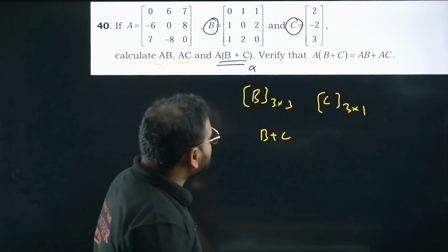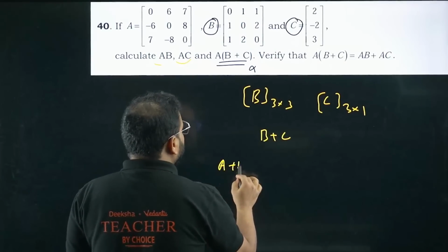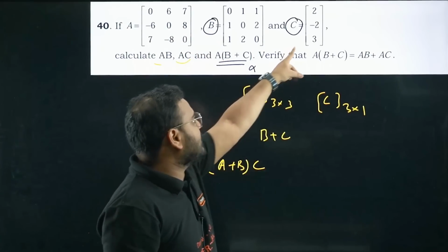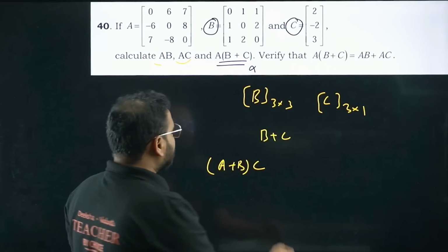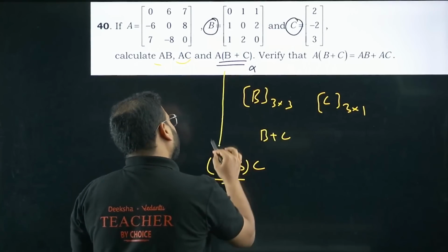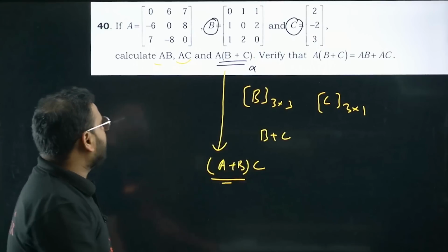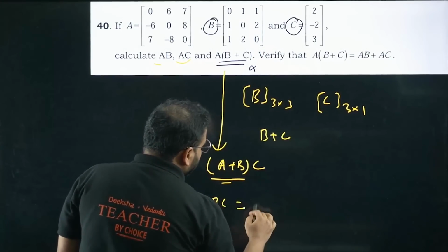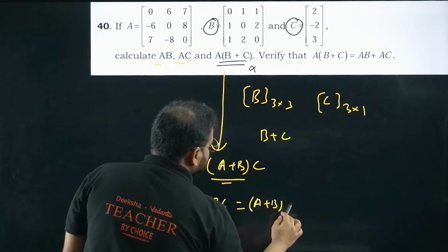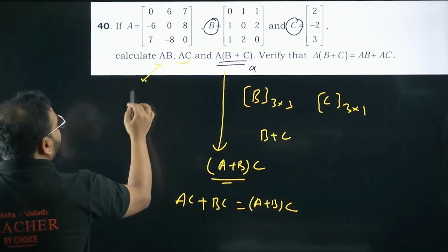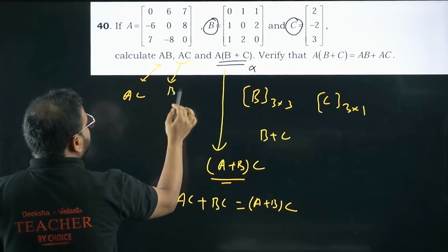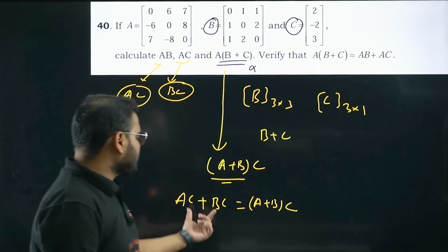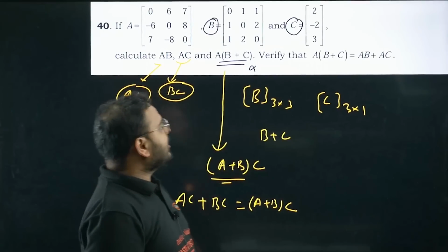So what you can do is rather take (A plus B) times C. Add A and B, and then multiply with C. That is okay. So please do this part instead of this, and then verify AC plus BC equals (A plus B) times C. I'm asking you to find AC and BC, add them and verify with this. What is this property? Distributive property of matrix multiplication.